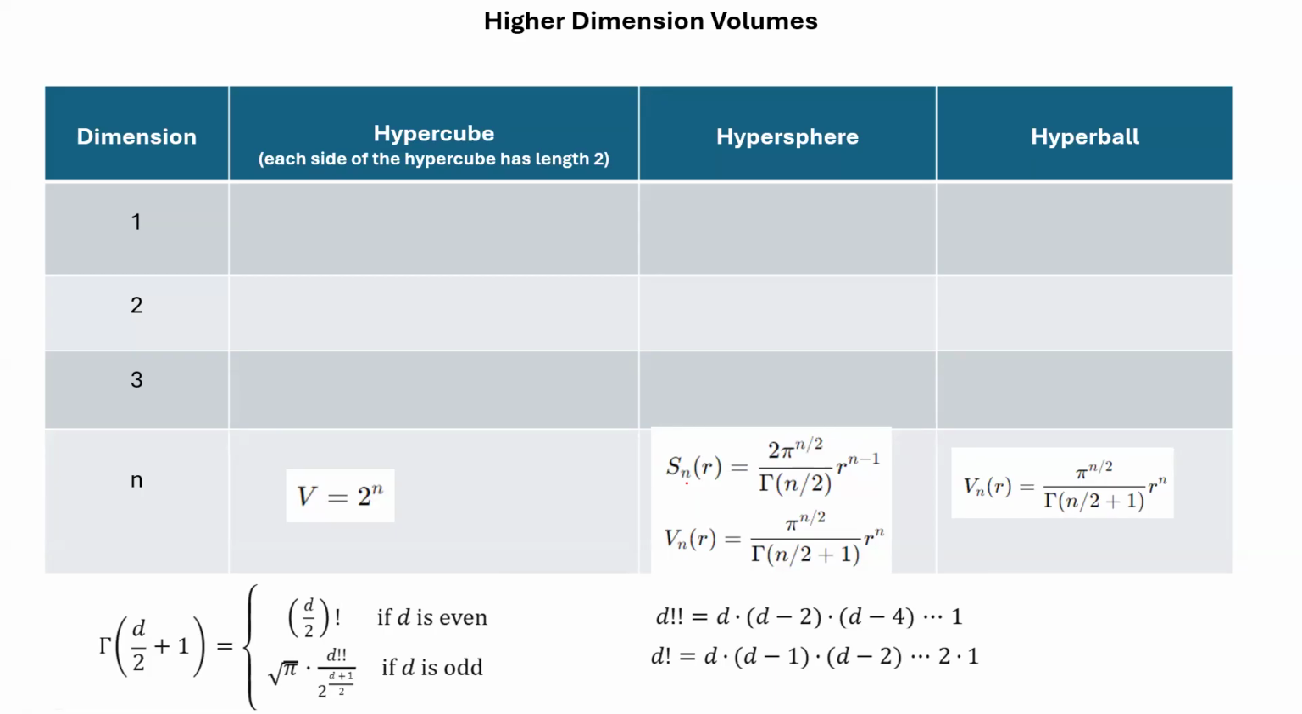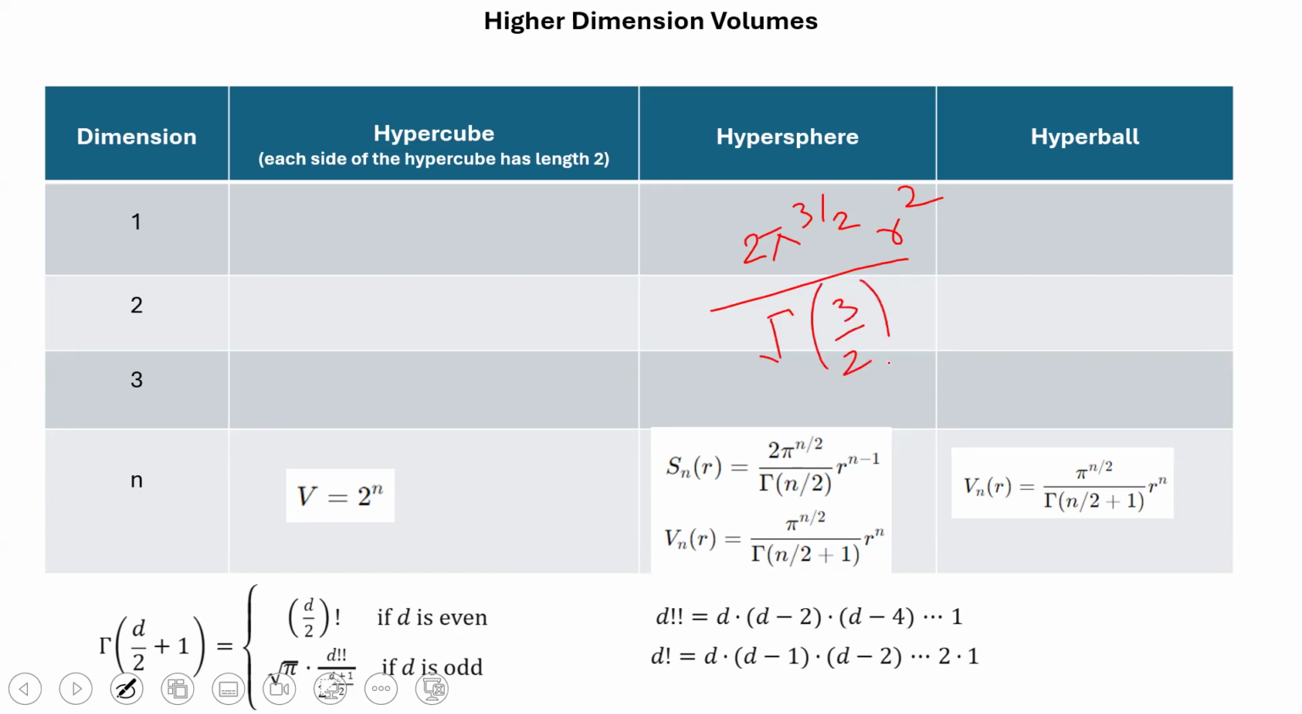Surface area for 3 dimensions. Now apply the formula. It becomes 2 pi to the power of n by 2, n is 3, so 3 by 2, r to the power of 3 minus 1 will become 2, by gamma of 3 by 2. So this becomes 2 pi 3 by 2 into r square by gamma of 3 by 2.